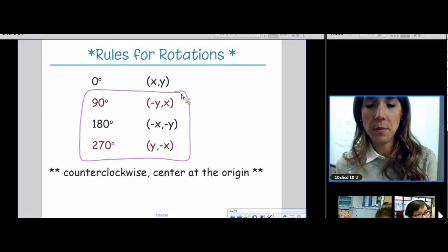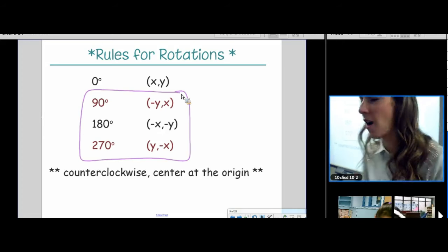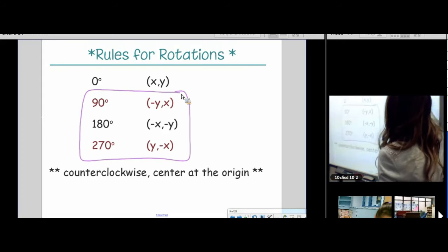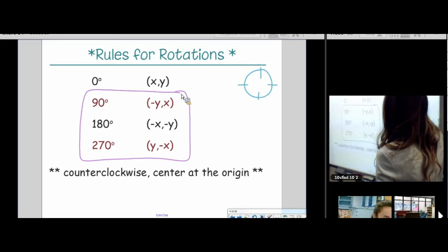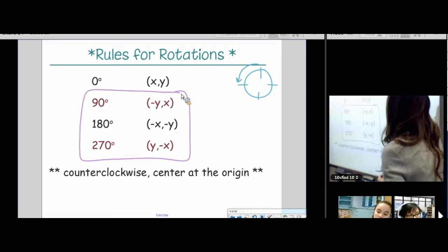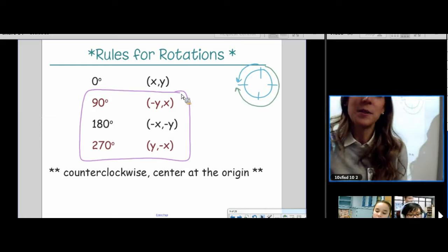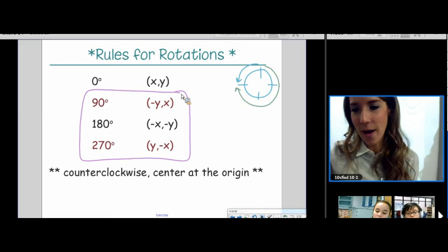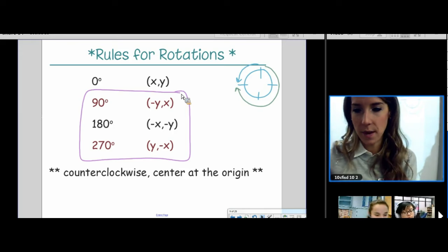I was asked if clockwise would make it different. The thing is that rotating 90 degrees counterclockwise is the same as what? Rotating 270 degrees clockwise. So yes, you could translate these into clockwise. They would be the same rules, they just wouldn't be named the same thing.